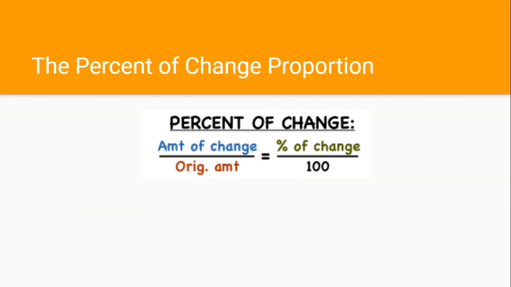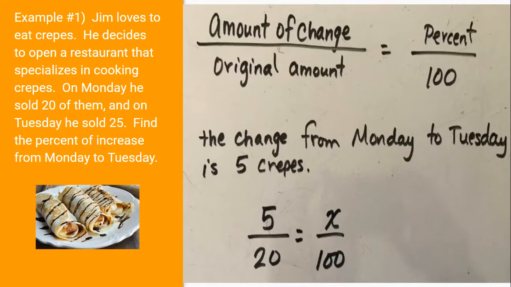Now, there is a percent of change proportion that we're going to use today to figure out the percent of change. Notice in this proportion, in the color blue, you have the amount of change, and that is in relation to the original amount. So ORIG is for the word original. So it's the amount of change over the original amount equals the percent of change over 100. Well, what does that mean? Well, we're going to go through this first example.